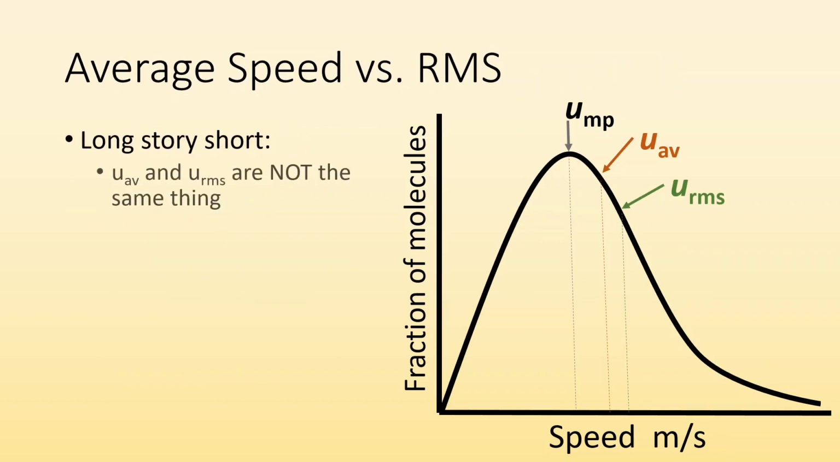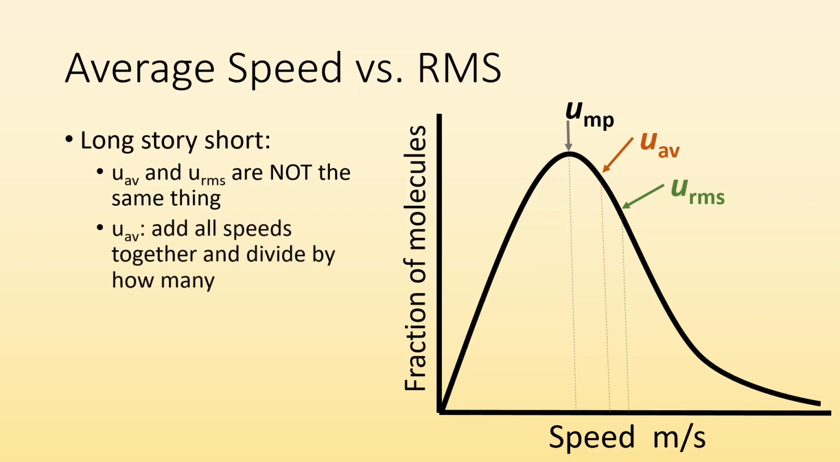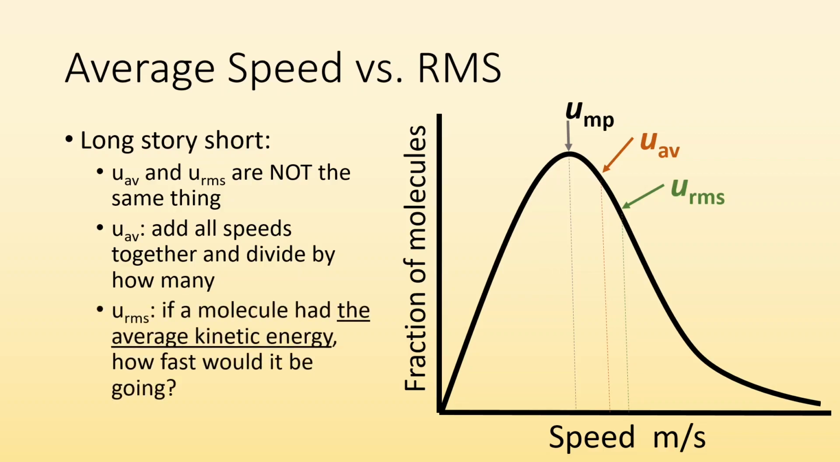Long story short, they're not the same thing. The average speed is simply you take the speed of all the particles, add them together, and divide by how many particles there are. Straight average, right? But the root mean square speed is, what if we took a molecule that had the average kinetic energy? How fast would it be going?